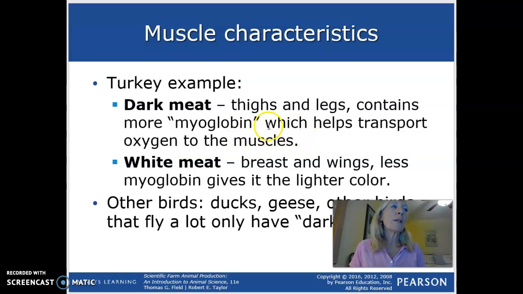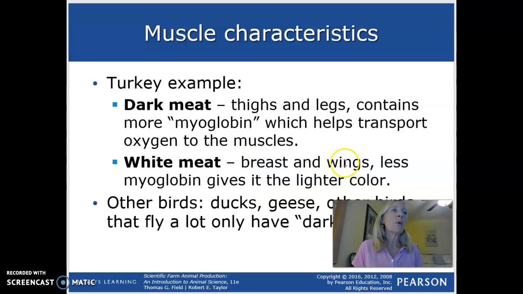And so those muscles of the thigh and the legs are more blood enriched, and they contain more myoglobin pigment, which helps transport oxygen to these muscles that get used a lot. In a bird like a turkey with its tiny little wings and a meat bird, they don't have much use for the breast meat in terms of flying, so that's why it's the paler color. In birds like ducks and geese, their whole body is all dark meat. They don't have any white breast meat.